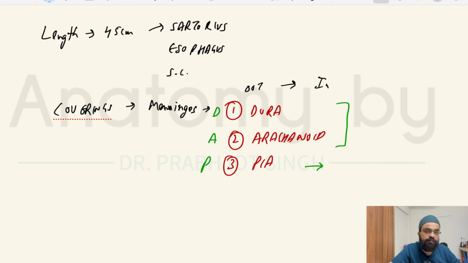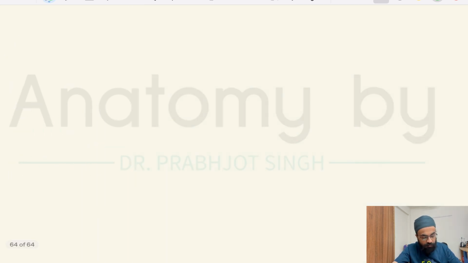So what are the extents? They all start from the brain only, but till where? Dura and arachnoid, they are basically till the level of conus medullaris, and pia mater is till S2. Now what is conus medullaris? This is the spinal cord. When it terminates at L2 level, it terminates like this. L1, L2 junction, you can say terminates like this.